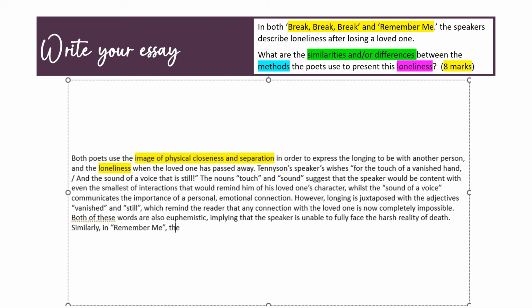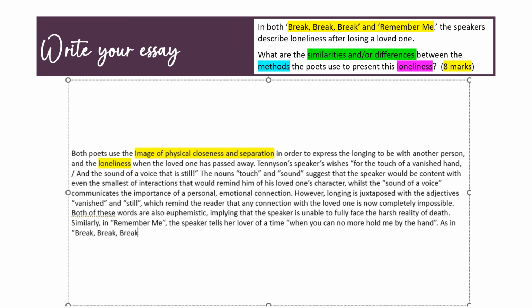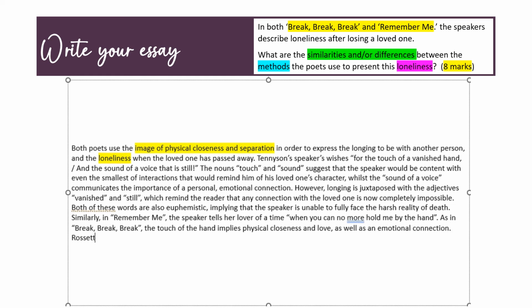So similarly in Remember Me, the speaker tells her lover of a time when you can no more hold me by the hand. As in Break, Break, Break, the touch of the hand implies physical closeness and love as well as an emotional connection. Digging into the language a little bit more, Rossetti emphasises this by choosing the verb hold, which has connotations of care, gentleness and love.